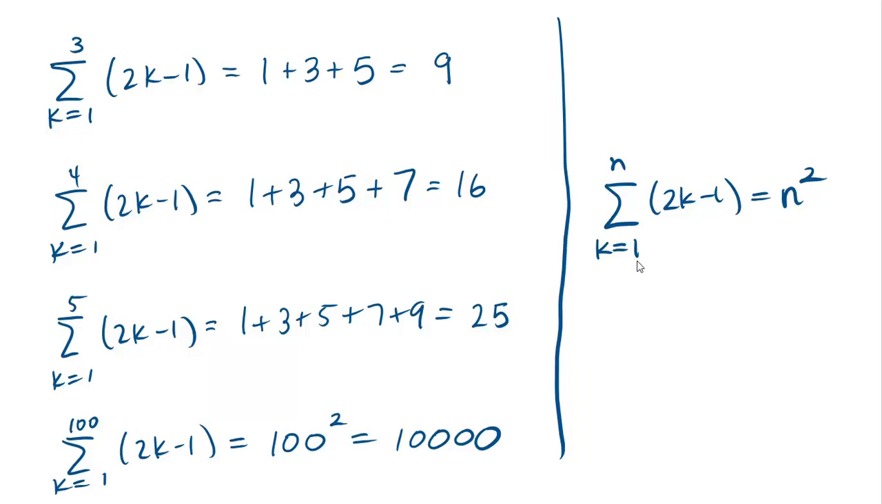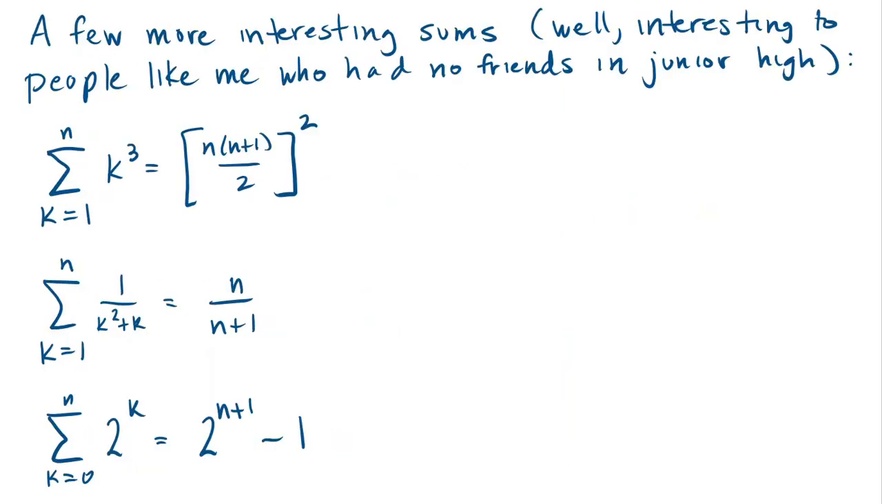Now it's important you start with k equals 1, but as long as you start with k equals 1, this sum will just come out to the top number squared every single time. So dorks like me think it's neat that every time you add up the first n odd integers, you wind up getting n squared. That's kind of a surprising result at first. And there are lots of other interesting sums. Like some of the examples I did in this video have some pretty interesting patterns that they follow.